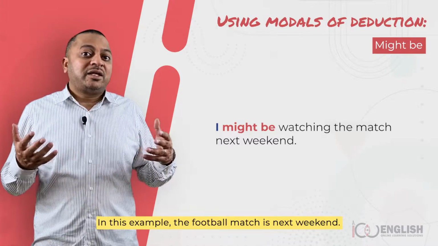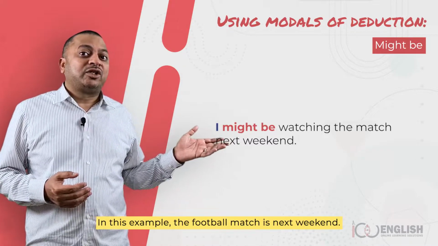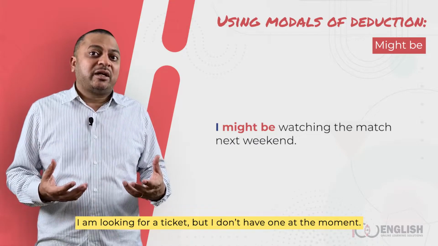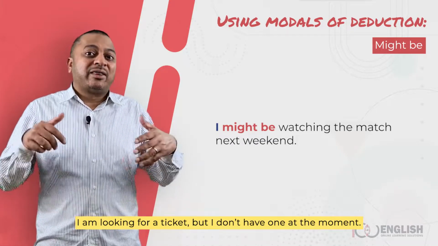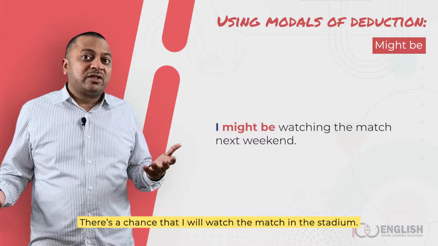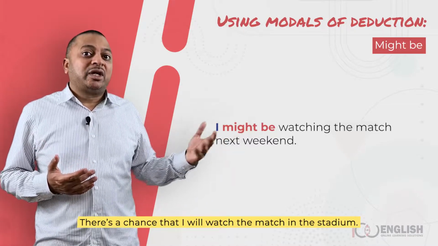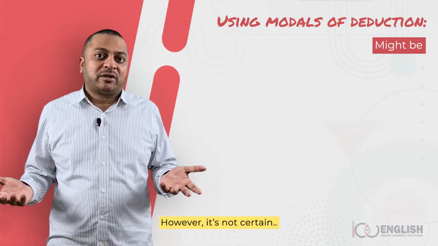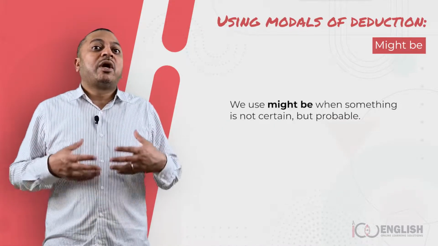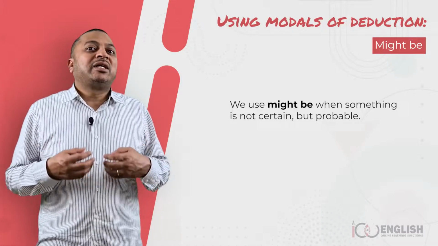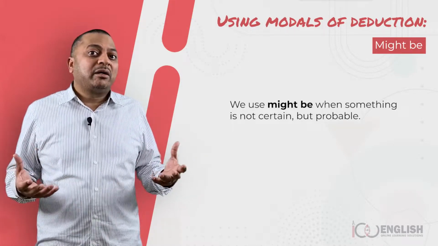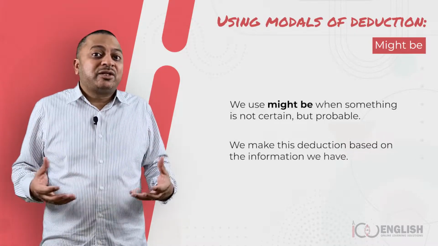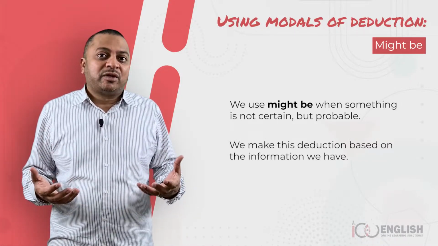In this example, the football match is next weekend. I'm looking for a ticket, but I don't have one at the moment. There's a chance that I will watch the match in the stadium. However, it's not certain. We use might be when something is not certain, but probable. We make this deduction based on the information we have.